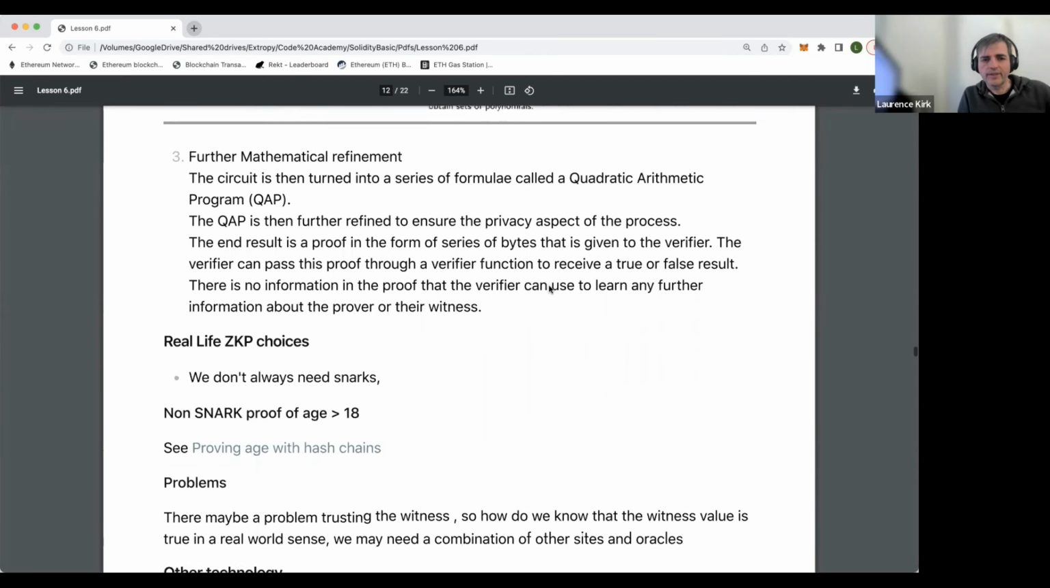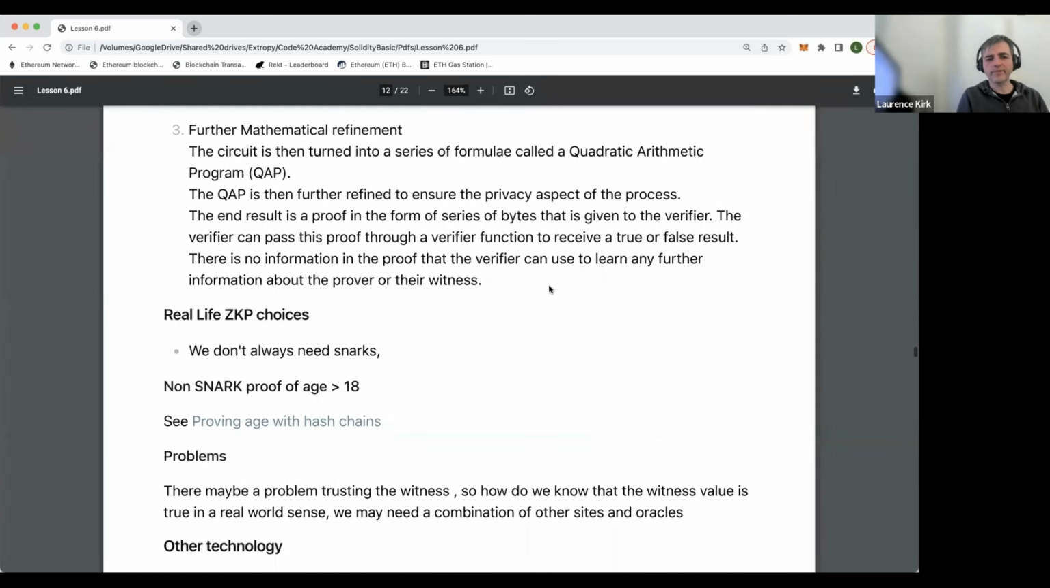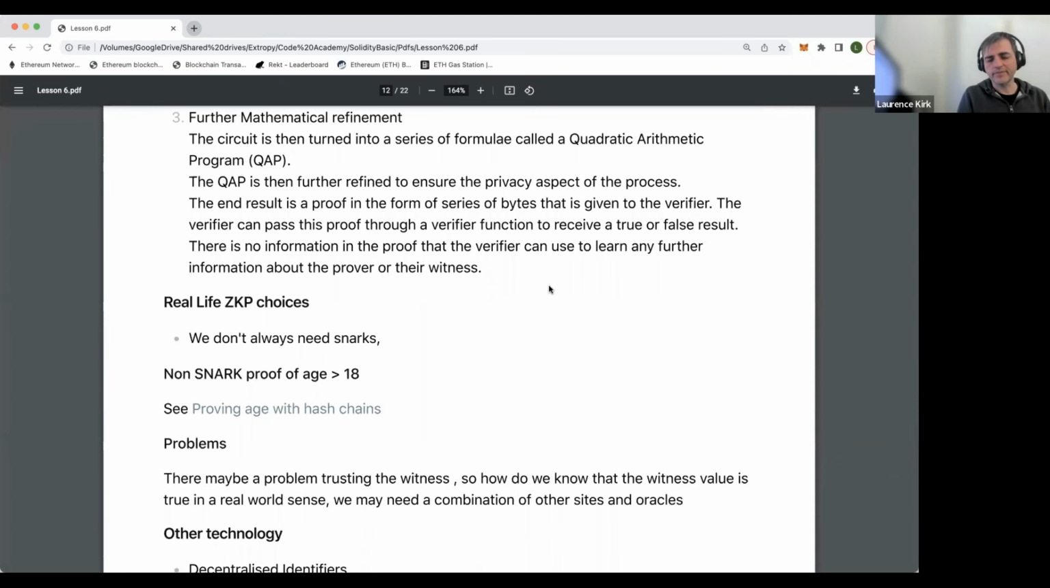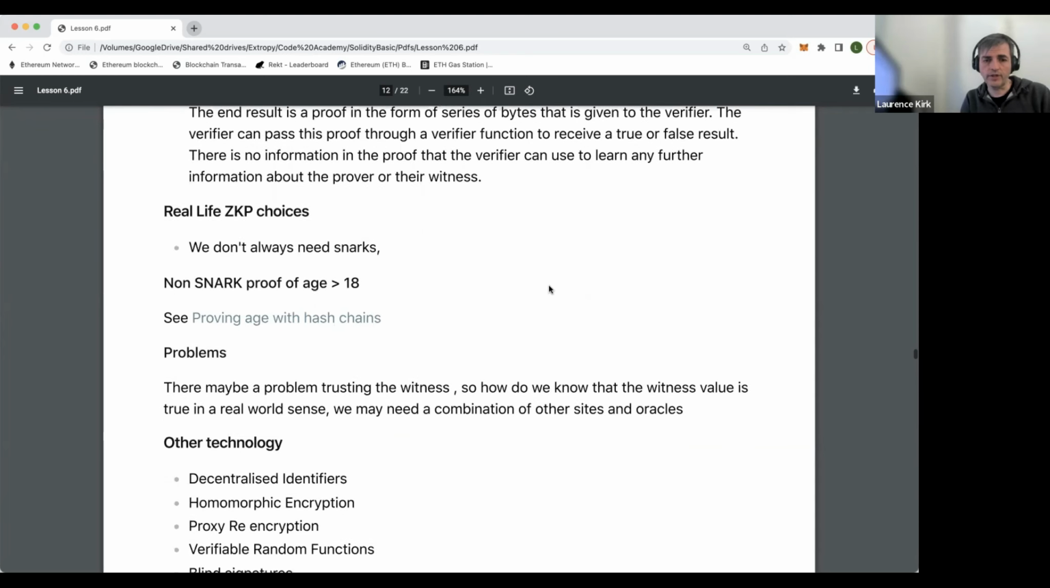Okay, so I hope that gives you an idea of sort of how zero-knowledge proofs work. And we don't always need to use SNARKs. There are alternatives. And one of the problems we do find when we're using these things is finding a trusted source for some of the inputs to our zero-knowledge proof. Okay, so that's all I'm going to say about that.